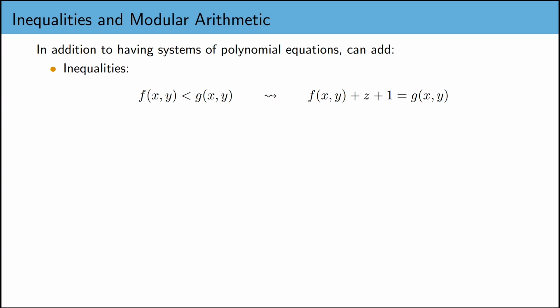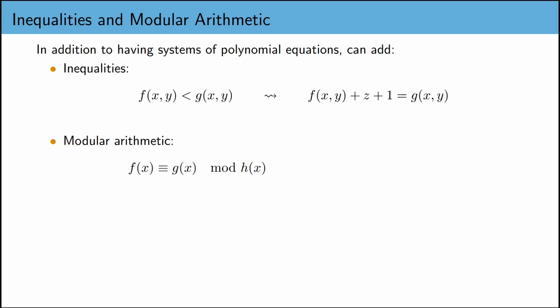Remember that we've switched to requiring that our variables be natural numbers. If we want to do something like this over the integers, we'd need to use the four squares theorem and say something like f of xy plus a squared plus b squared plus c squared plus d squared plus 1 is equal to g of xy. If we wanted a less than or equal to, we could just get rid of the plus 1.